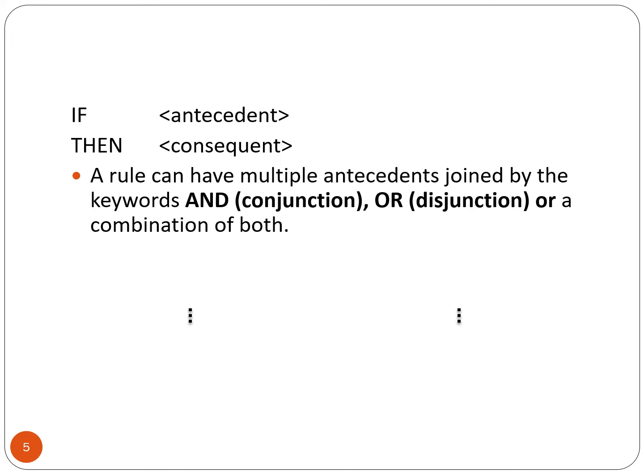A rule can have multiple antecedents. You can have more than one antecedent, which you can join by a keyword. Either you join them with and, which is conjunction, or with or, which is disjunction. Or you can have both, a combination of and and or.